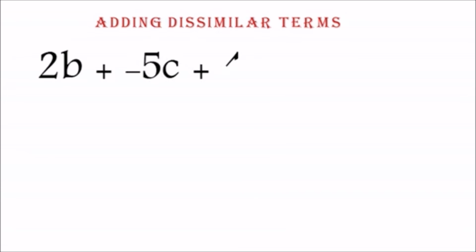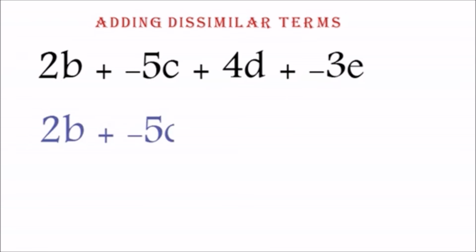Adding dissimilar terms. You cannot add dissimilar terms, so you just have to write them as they are. Example, 2b plus negative 5c plus 4d plus negative 3e. These are all dissimilar terms, so you cannot add them. Your answer will just be the same as the question. Your answer is 2b plus negative 5c plus 4d plus negative 3e.